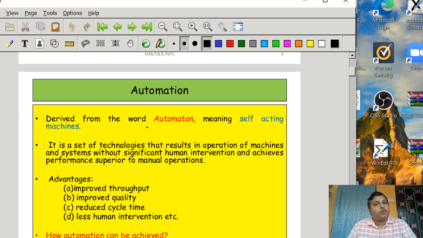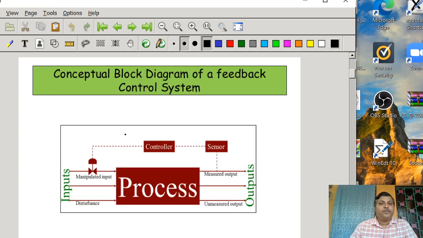And what is the advantage of automation? There are numerous advantages, maybe improved throughput, improved quality, reduced cycle time or scan time, less human intervention, etc. So these are the several advantages with automation. Now the question is how we are going to achieve automation. Automation can be achieved with the help of feedback control systems that we have already studied in the last two courses, that is control system 1 and control system 2.